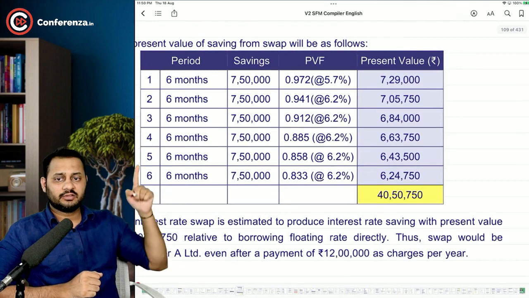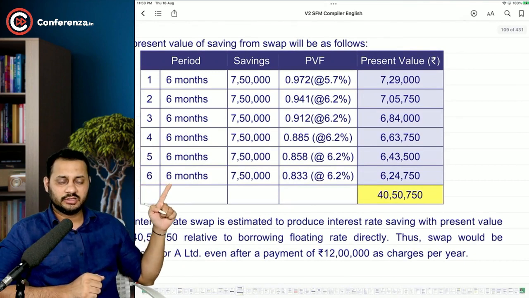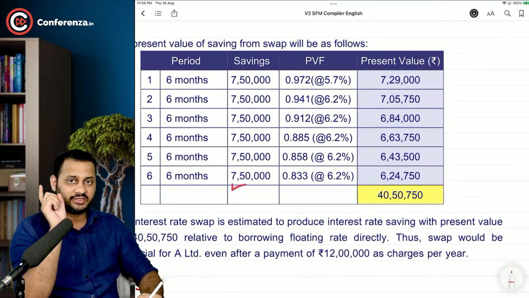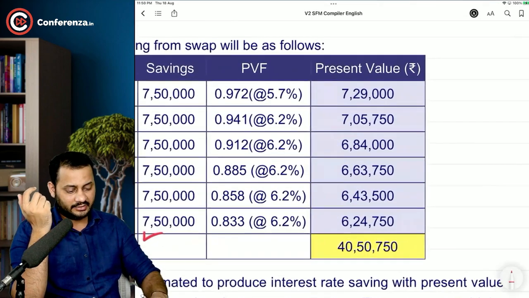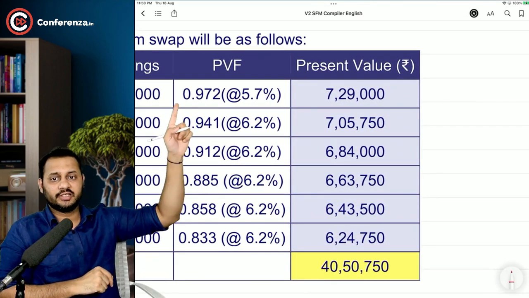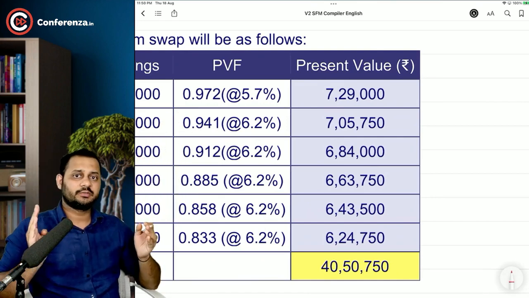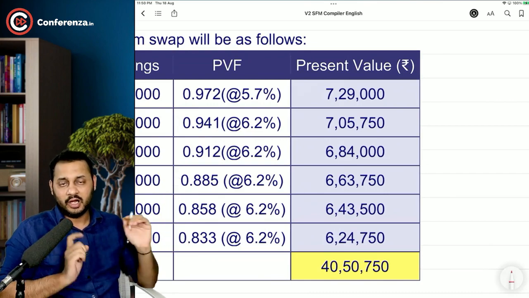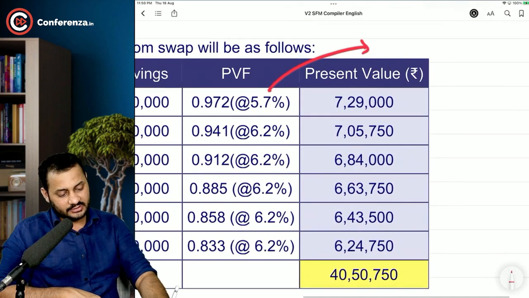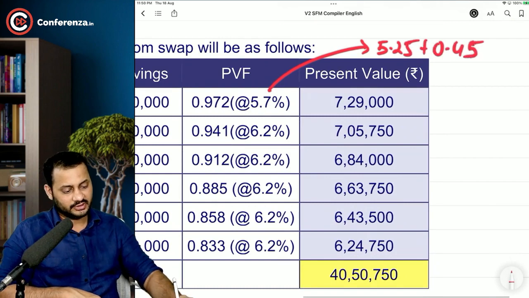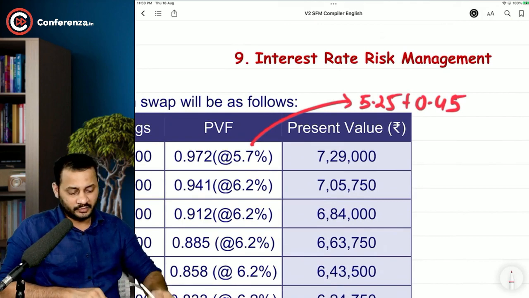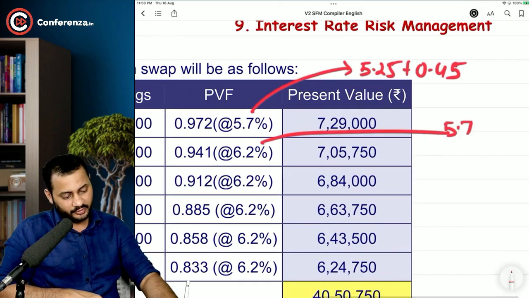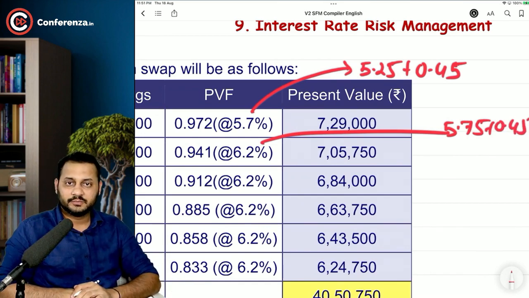See, 6 half yearly periods, 6 months. Total saving is 7,50,000 for 6 months, 15 lakhs for 1 year, and the discounting rates are like this. For the first year, it is 5.7%, because for the first 6 months the MIBOR was lower, and after 6 months the MIBOR increased by 0.5%. Again, this is calculated as 5.25 plus 0.45, the swap rate that was applicable to us, and 5.75 plus 0.45 after the increase.